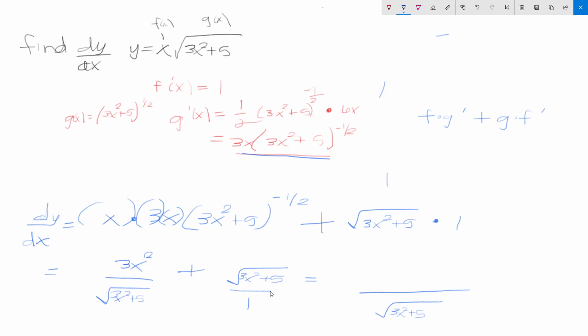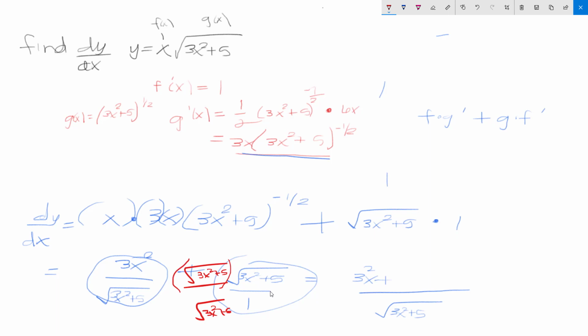To do that, this fraction right here already has a denominator of the square root of 3x squared plus 5, so I'm just going to write its numerator down. I don't need to do anything to its numerator. But the other term does not have that denominator, so I can multiply it by the square root of 3x squared plus 5 over the square root of 3x squared plus 5. And when you do that, you're multiplying it by 1.